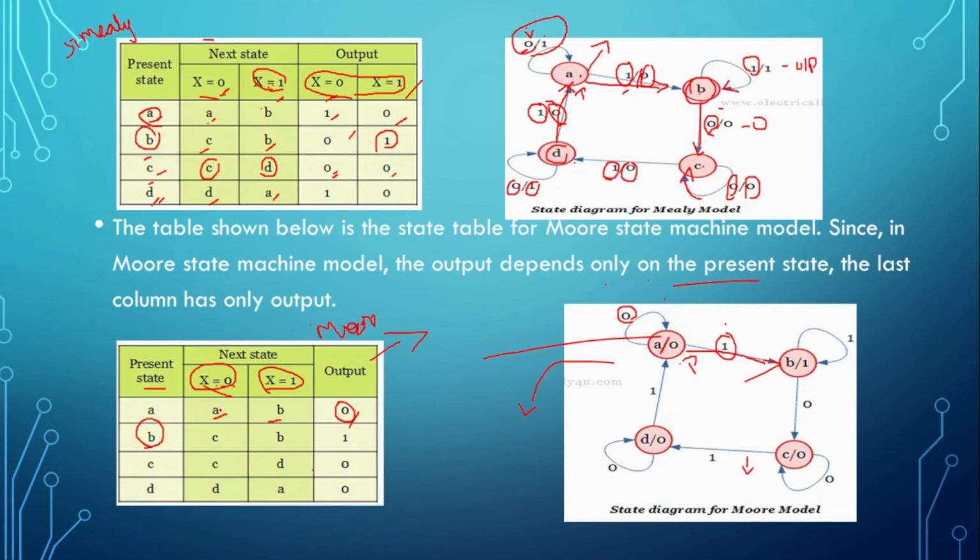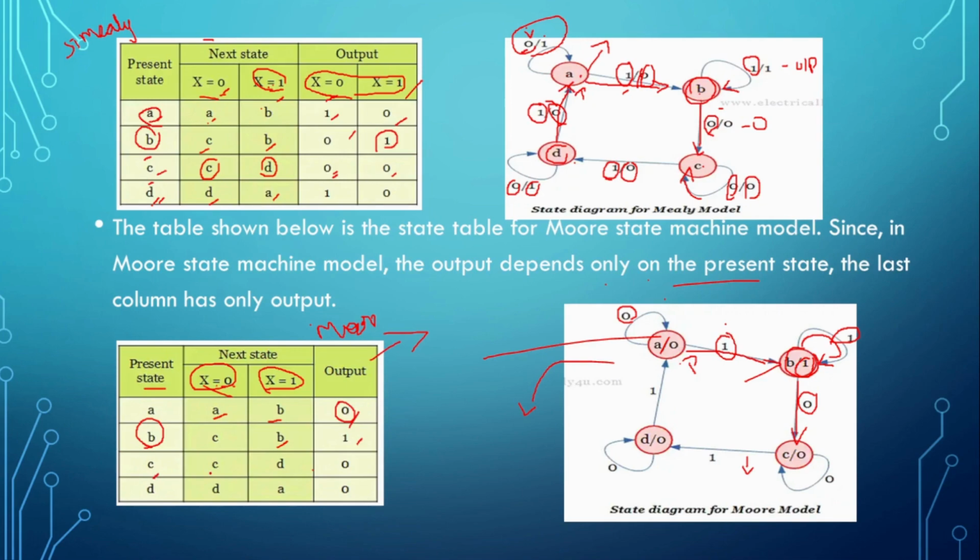Afterwards, find out the next state for B. When x equal to 0 for B, the next state is C. See here, this is the input for B and your next state is C. The arrow mark is mentioned here. When the input is given as 1 for present state B, your next state is B itself. So you need to write B here. Afterwards, see inside the circle. This is B by 1. This is the output of B. So you need to write this 1.